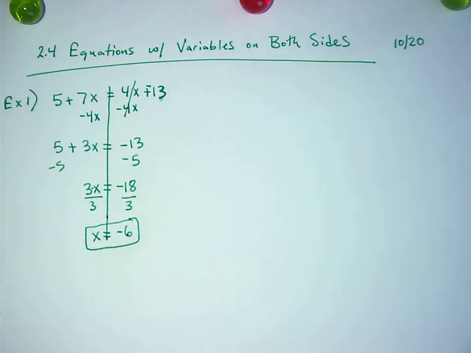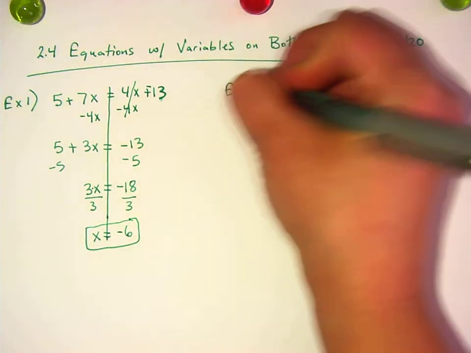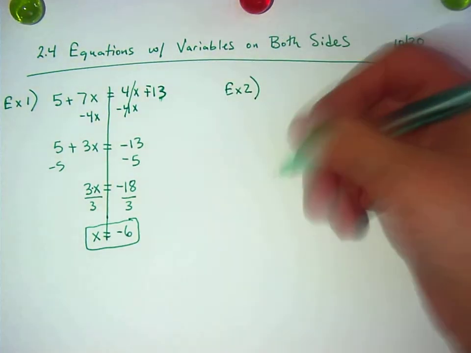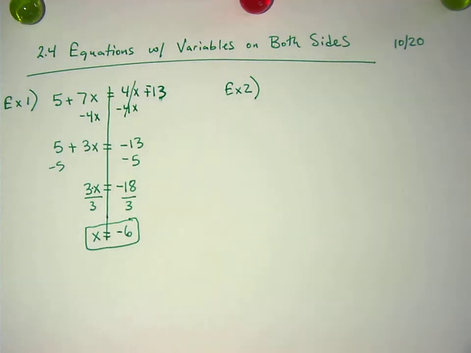How are you feeling about this? Great. Get the variables on one side, the numbers on the other. Did you already remember how to do this? Yep. Okay. All right, so let's try right now then. Let's try another example that you can do with your partner.